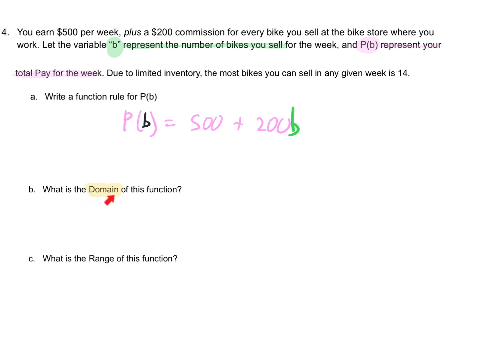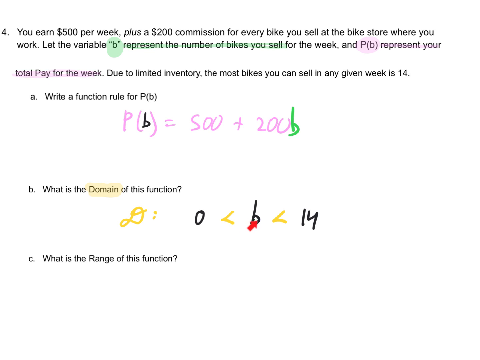All right, the domain of this function is what values are we allowed to input. So B is the number of bikes you can sell, and that's what's being dropped into function P. So what are we allowed to put in? It says that due to limited inventory, the most bikes you can sell in any given week is 14. You might get skunked and sell 0 bikes, but at most you'll sell 14. So our domain says the number of bikes you can sell, B, can be anywhere from 0 to 14.